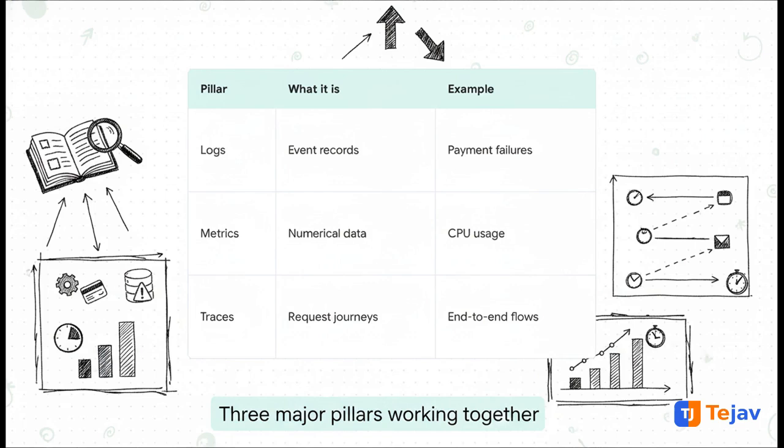First up, we have logs. These are your granular event records, so think database errors or payment failures. Second, we have metrics. These are numerical measurements collected over time, like CPU usage or your overall request latency. And finally, traces. These track the actual request journeys across your distributed services. Together, these three pillars give you complete end-to-end system visibility.